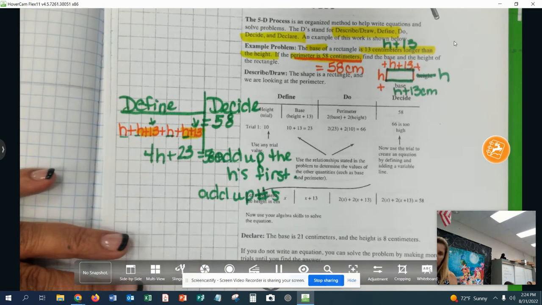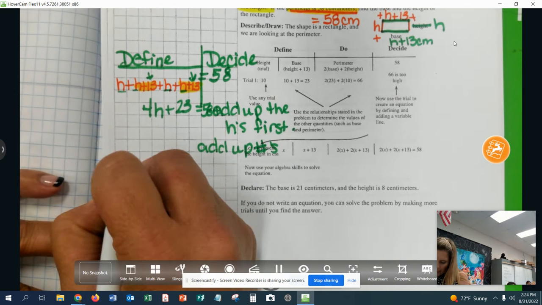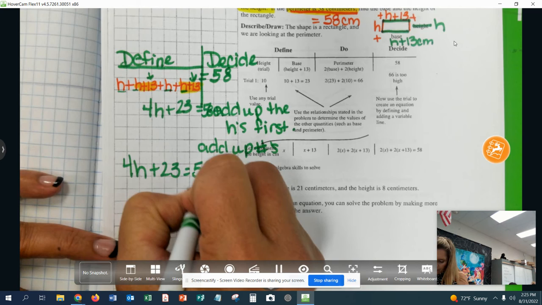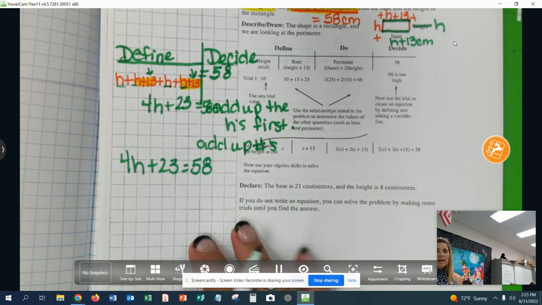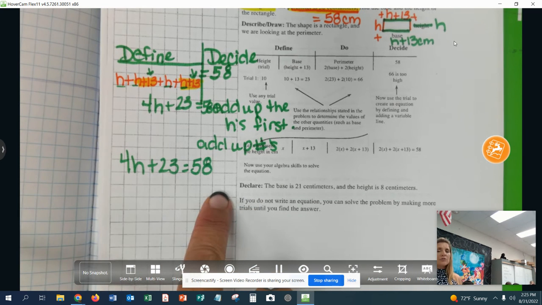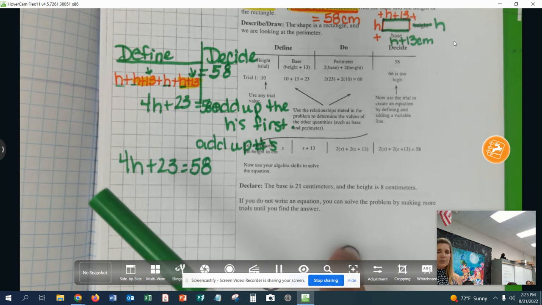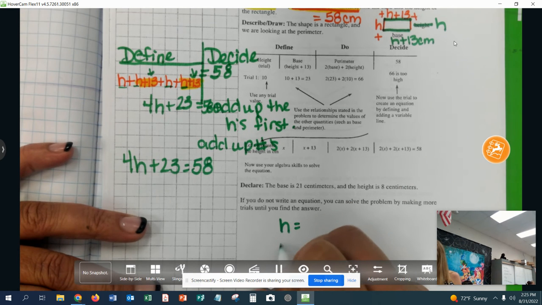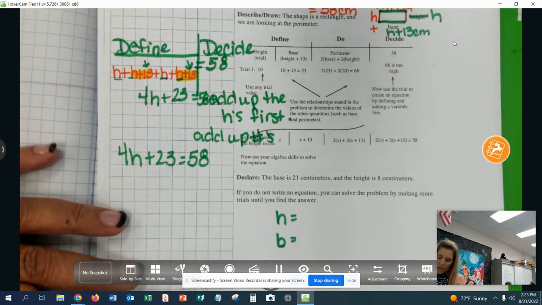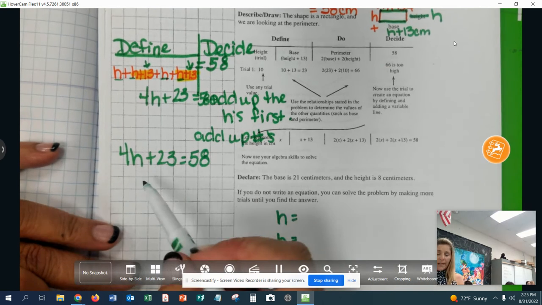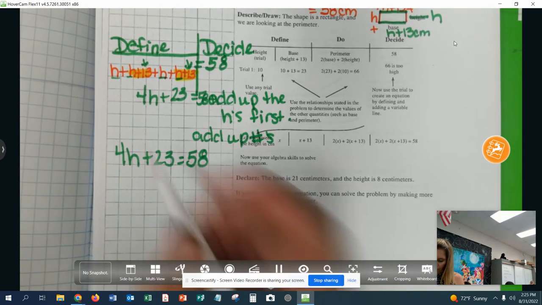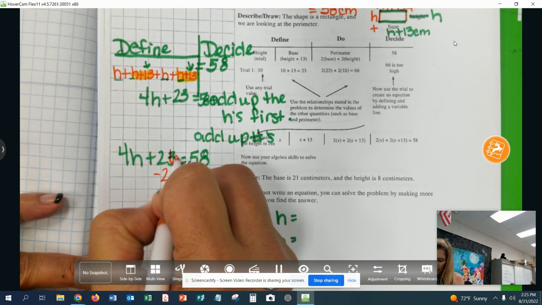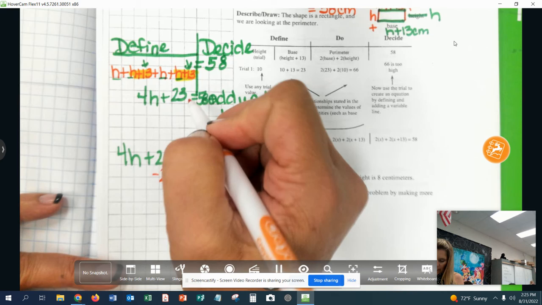So now let me rewrite this under here. I have 4h plus 23 equals 58. Now the bottom line is I need to solve for h to find out what h is and what the base is. Our goal is to find the height and the base. So I'm going to solve for h. I'm going to subtract 23 from both sides. Thank you to whoever said it.